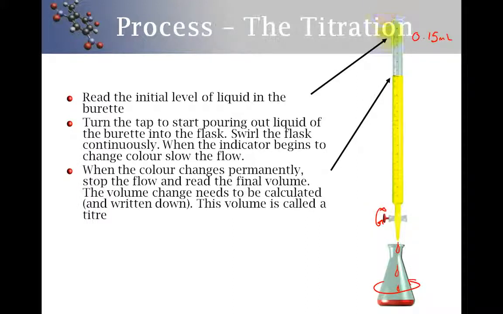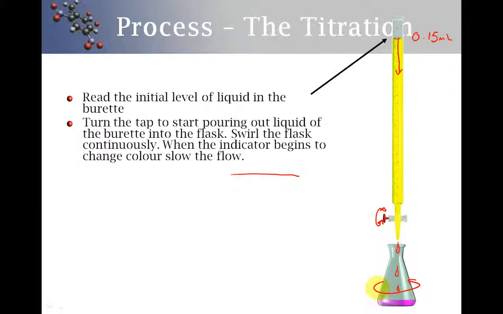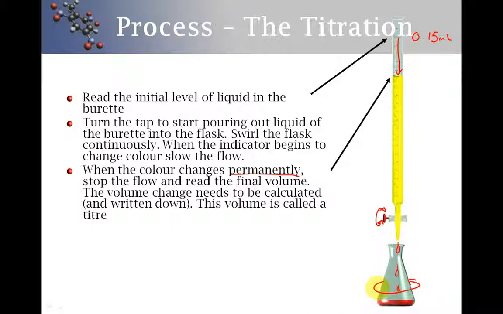Then my liquid's dropping and dropping. When the colour changes permanently, okay, there it goes. You're looking for the time when the liquid changes, that single drop that you've put in there that changes the colour permanently. Then we stop the flow of the liquid and we read the final volume.